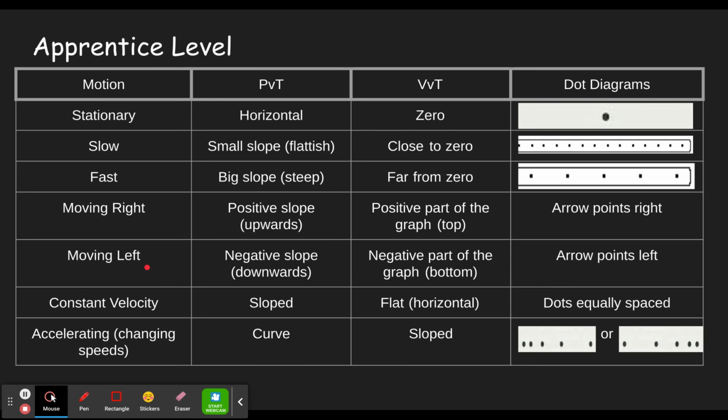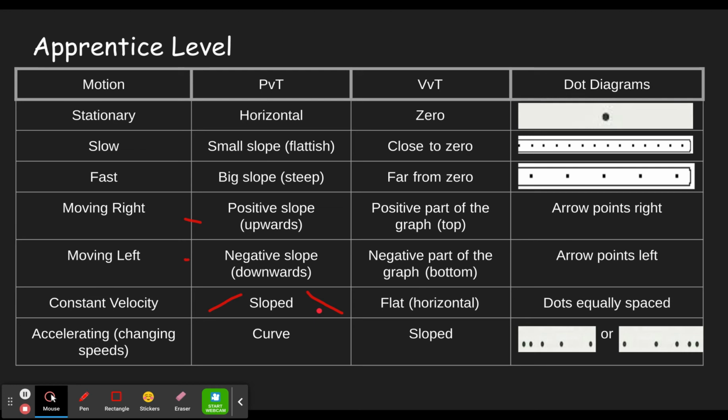If something's moving left, then it's going to slope downward on a position time graph. It's going to be in the negative part of the graph, which is the bottom half of the graph, and you'll see an arrow pointing to the left, meaning it's moving left. If something has constant velocity, it's going to be sloped. Just really quick here, remember, if it's sloped this way, that means it's moving positive. If it's sloped that way, it's moving negative, which we just said up here.